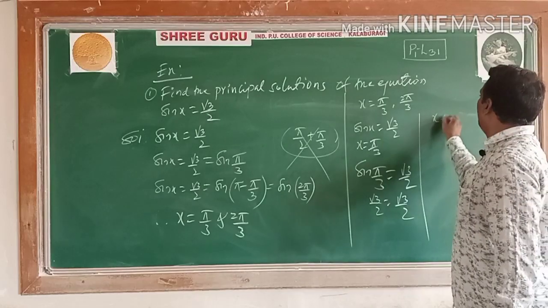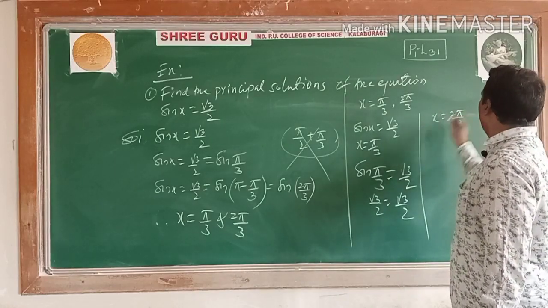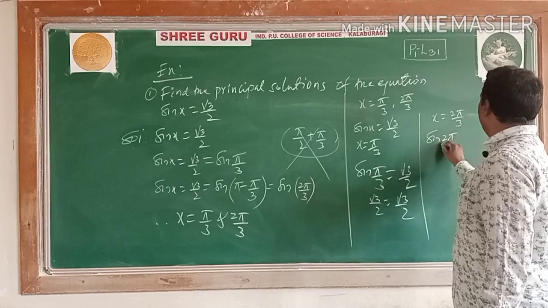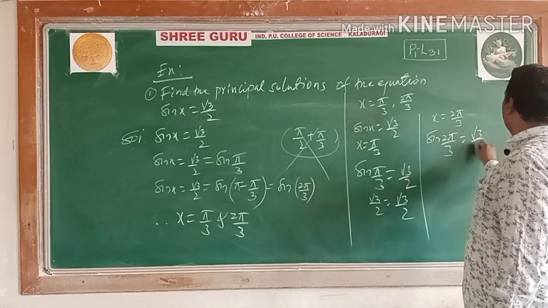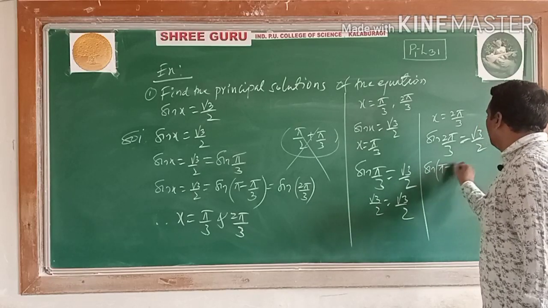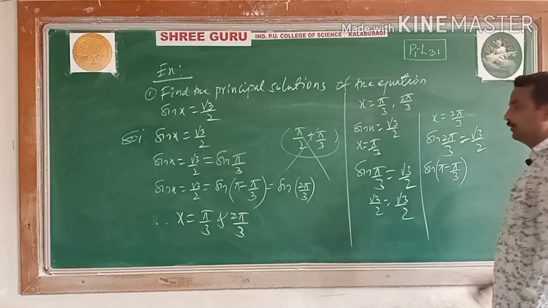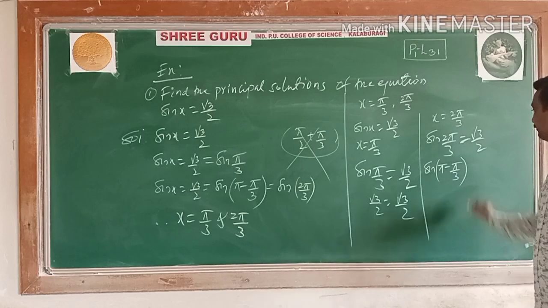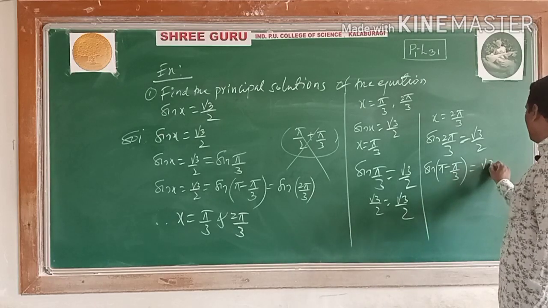Last, x equal to what? 2 pi by 3, the second value. Sin x equal to how much? Sin 2 pi by 3 is equal to root 3 by 2, I have to prove. So shall I write 2 pi by 3, 120 degrees, as pi minus pi by 3? Is it possible to write? Sin of 2 pi by 3, that is pi minus pi by 3, is equal to root 3 by 2; you have to calculate.